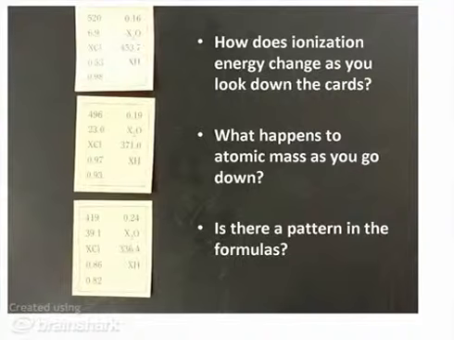For example, in the first bullet point, I have asked, how does ionization energy change as you look down the cards? Remember, ionization energy is the upper left top number. So I look at the cards and I see that the top card has an ionization energy of 520, and then it goes down to 496, and then it goes down to 419. The trend I see in ionization energy as I go down the 3 cards is that the number gets smaller.